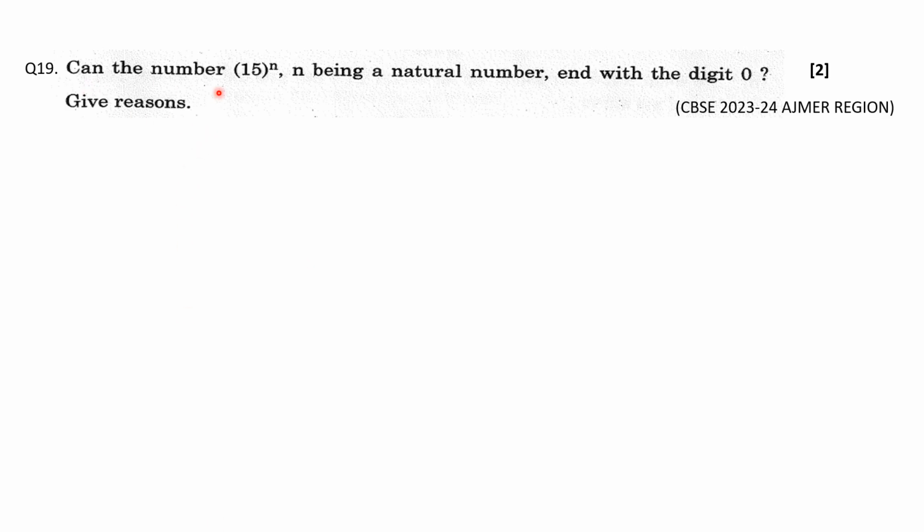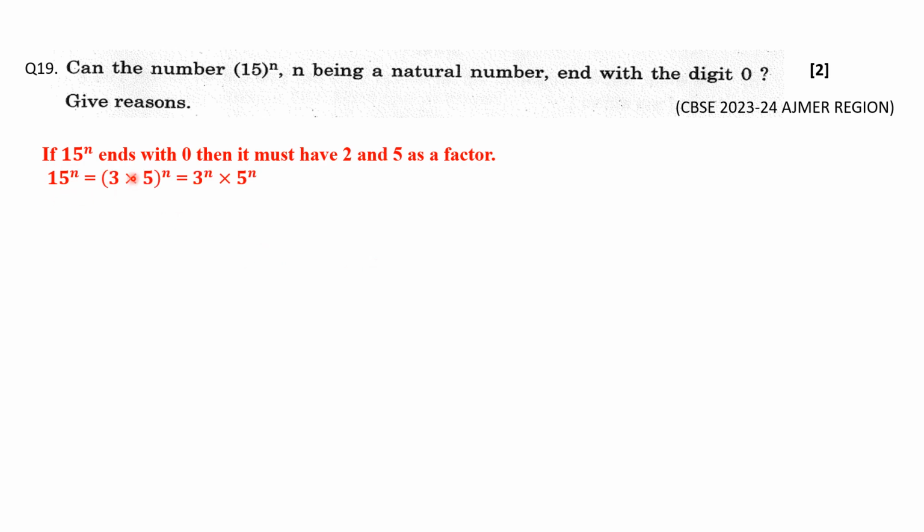Now question number 19. Can the number 15 to the power n, n being a natural number, end with the digit 0? Give reasons. We know that 15 to the power n ends with 0 only if it has 2 and 5 as factors. So let's do the factorization. 15 can be written as 3 into 5. Using the laws of exponents, 3 into 5 whole to the power n can be written as 3 to the power n into 5 to the power n. So I can see that 5 is a factor, but 2 is not a factor of this.